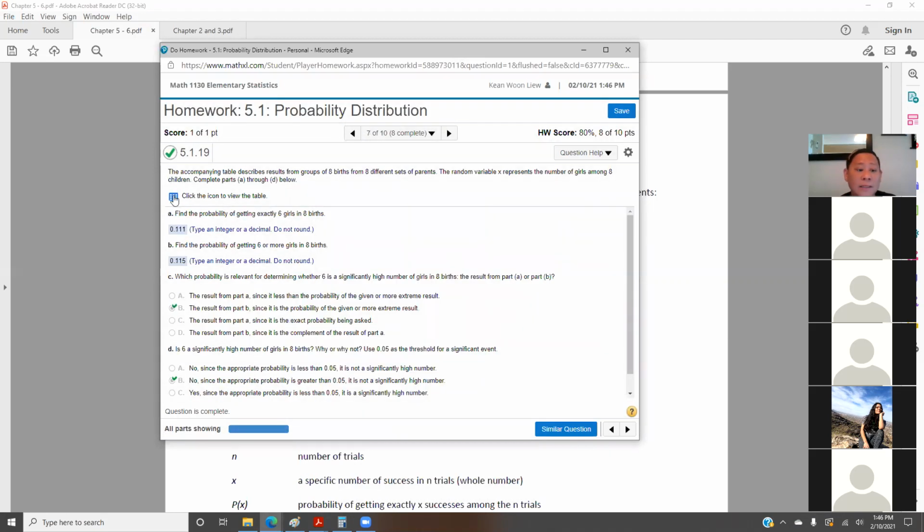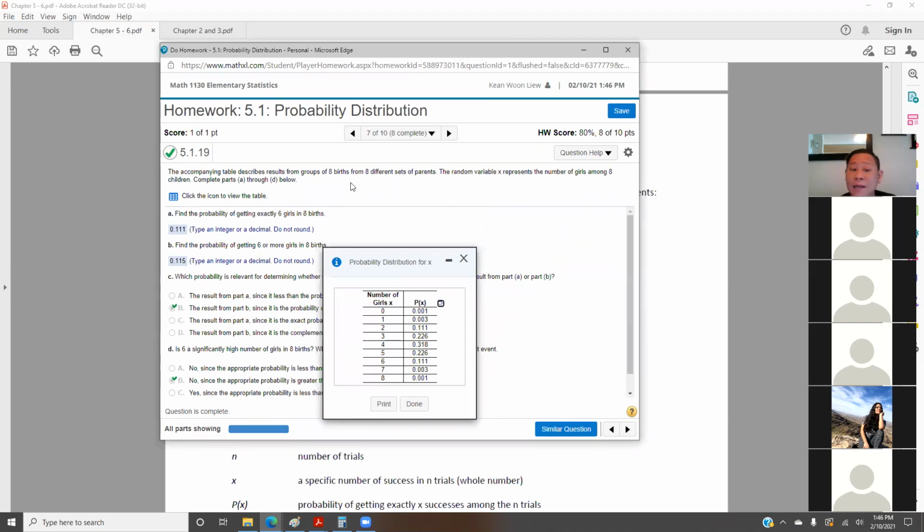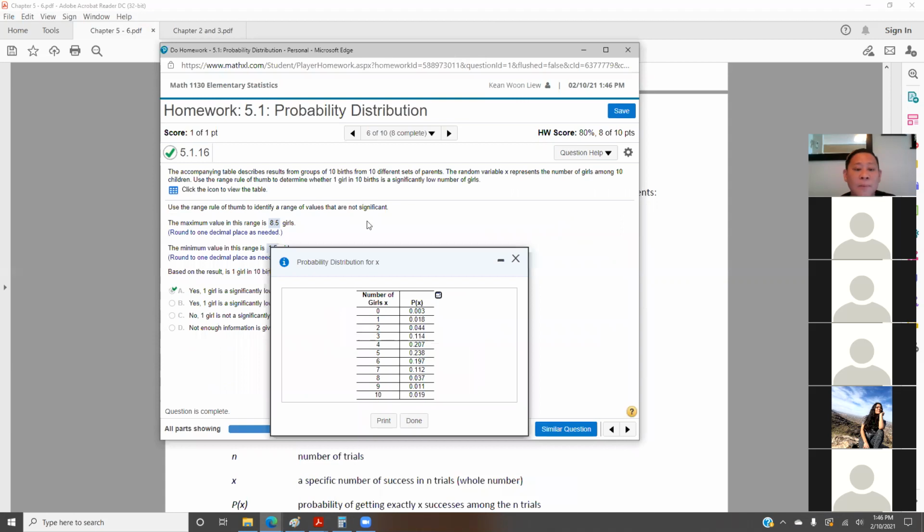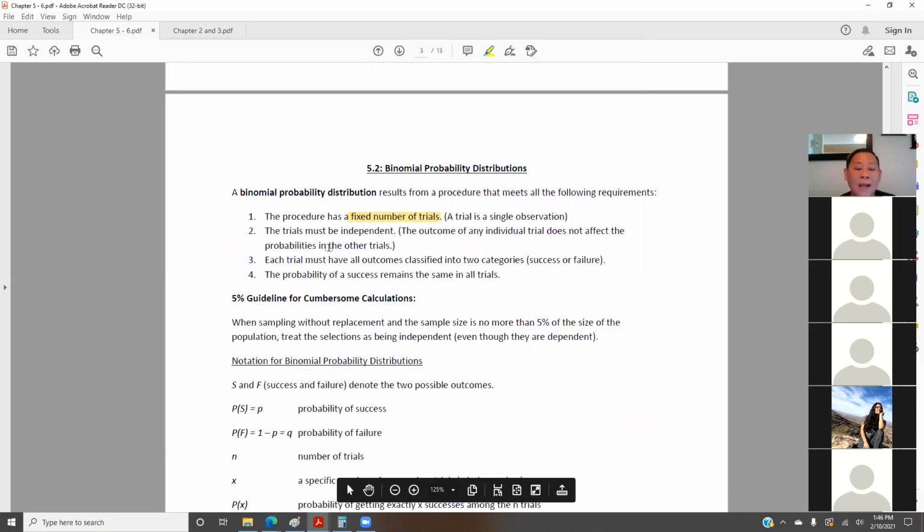So if you look at this example, n is 8 in this case. Usually if you click on this, you got 10. That means you got 10 births. So this 10 births is your n. We call it a fixed number of trials. That means you need to stop at one point. You cannot go all the way to infinity. So that is the first requirement.